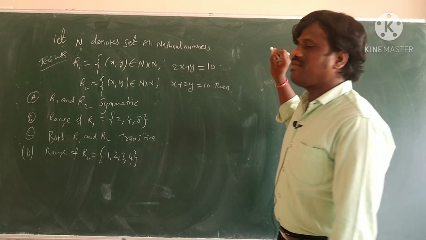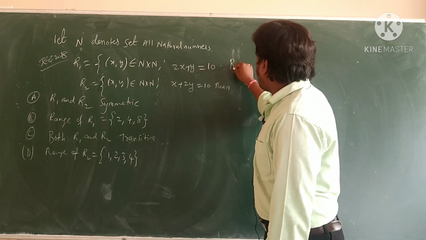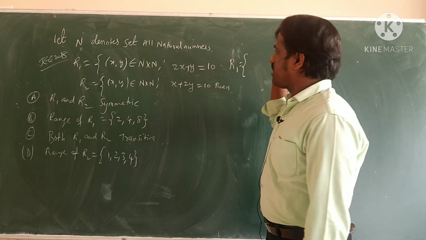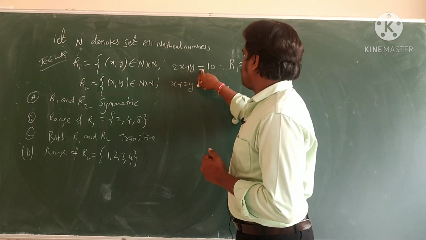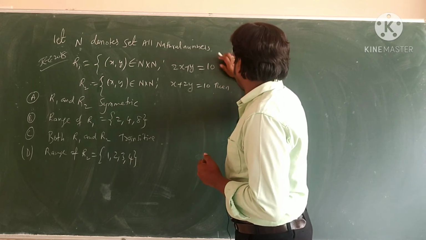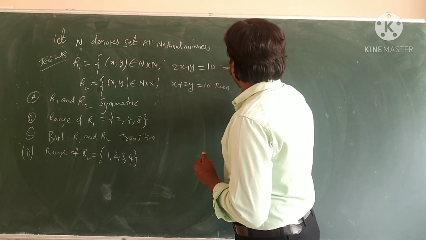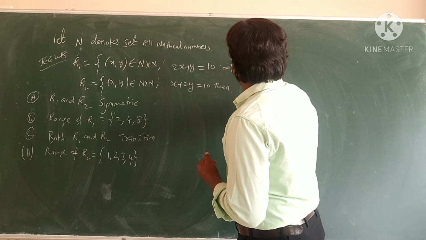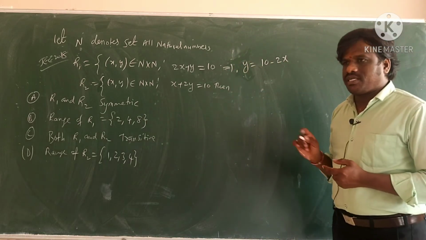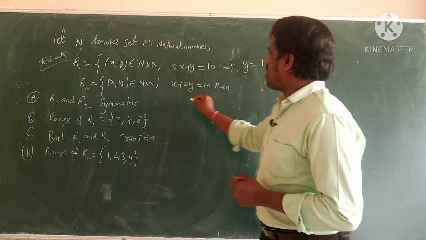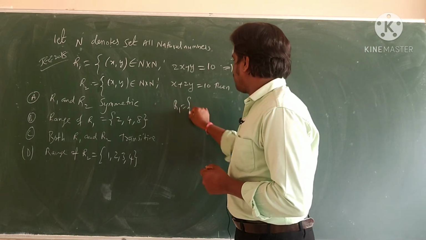R1 we will find. Tell me, what will be R1? R1 means I have to take the natural numbers I should get. See here, 2x is equal to this. Okay, first I'll write this one: can I write y is equal to 10 minus 2x? Y is equal to 10 minus 2x. Now R1 relation I am writing. R1 relation will be what?